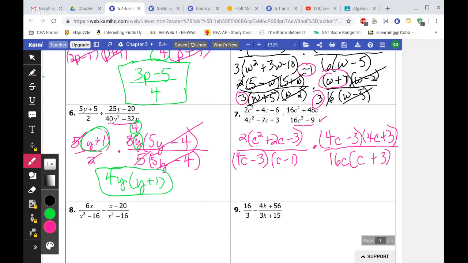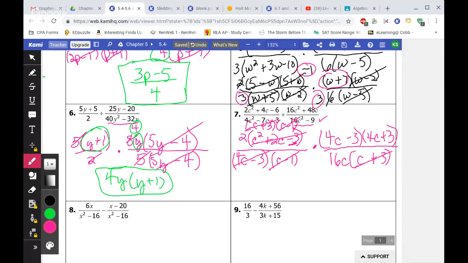And this top here factors to be c plus 3, c minus 1, because we were looking for two factors that give me a -3 that when I combine them give me a +2. So on the top, we can cancel, diagonally, the c plus 3 with this c plus 3. Vertically, we can cancel the c minus 1 and the c minus 1.